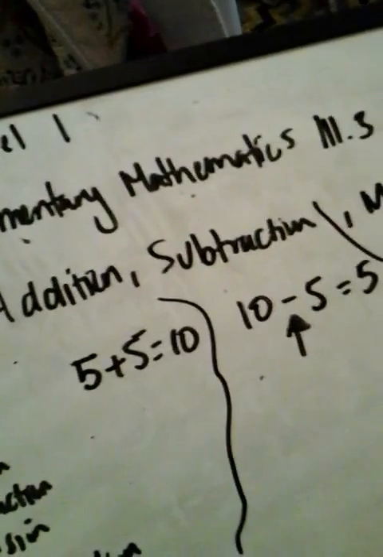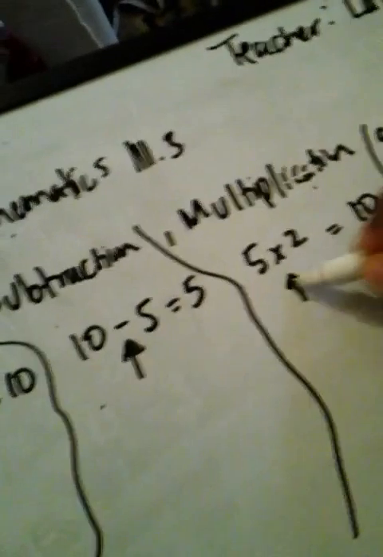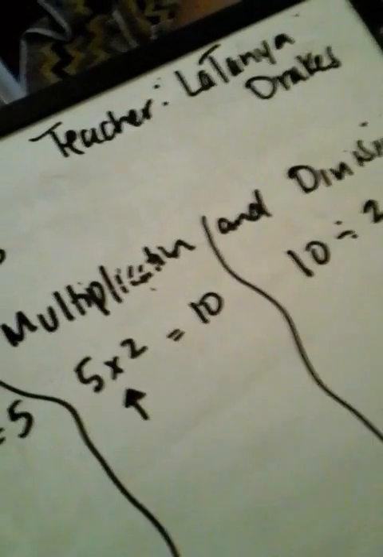Then we have 5 times 2, which equals 10. Symbols. Then we have division. 10 divided by 2, which equals 5. Simple. All this is important for the child to know.